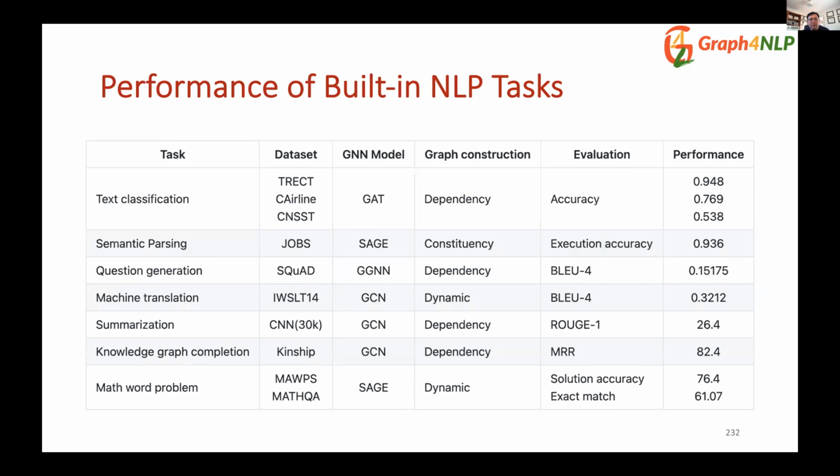This is just showing we have tested our library with a variety of tasks, using a variety of graph neural models, and also using different evaluation metrics, trying to replicate the reported results in each of the papers. And this result shows that we are able to do that.